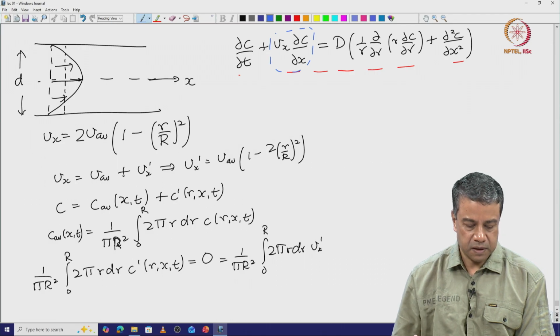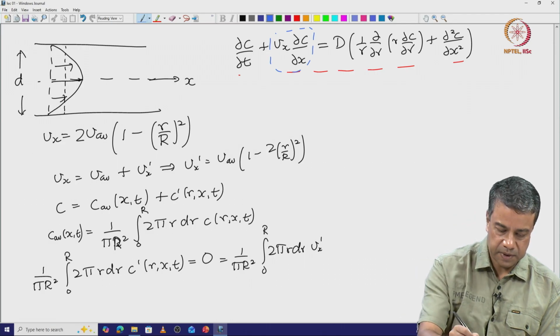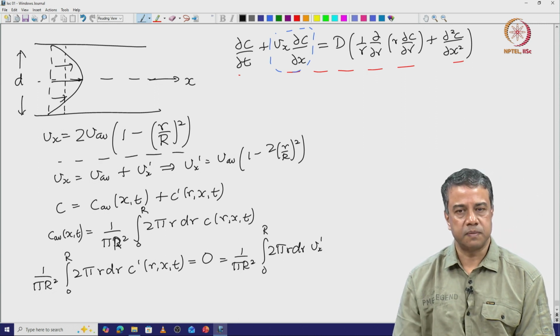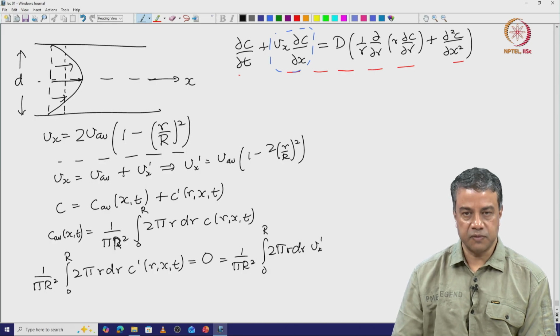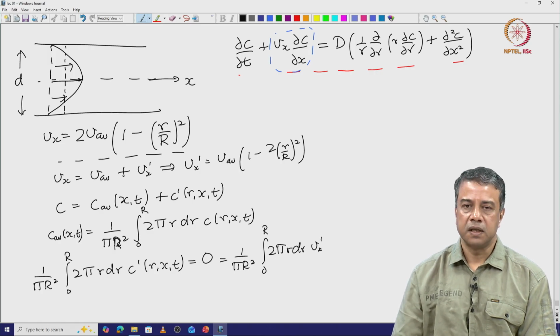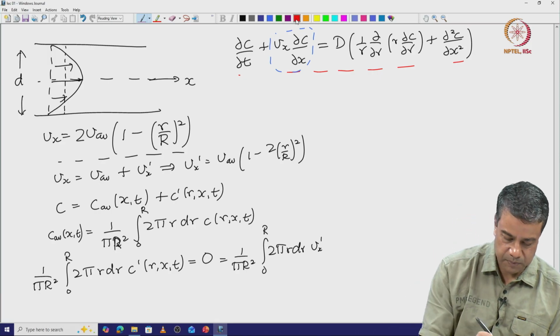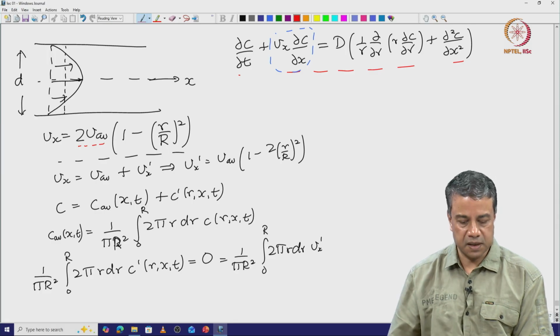We had written the velocity in a pipe as given by this expression, 2 V average into 1 minus r by R the whole square, that is the parabolic flow in a pipe, maximum velocity at the center, 0 velocity at the walls where r is equal to capital R. The maximum velocity at the center is 2 times the average velocity in a pipe flow.